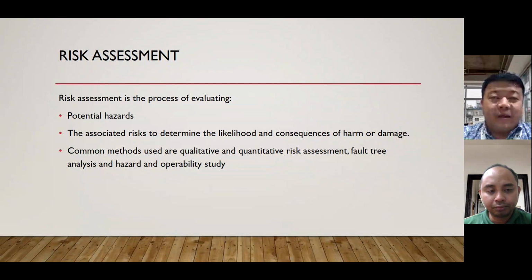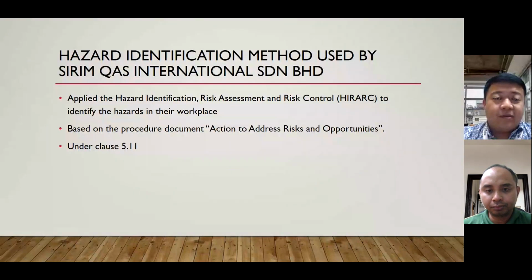So these past few weeks, I have gone through the documents provided by your organization with regards to the hazard identification method and risk assessment. Based on the documents that I received, I found that SIRIM QS is using the hazard identification, risk assessment, and risk control method to identify the hazards in the workplace. This is also evident based on the document procedure titled Action to Address Risks and Opportunities, and it is clearly addressed under clause 5.11 of the same document.